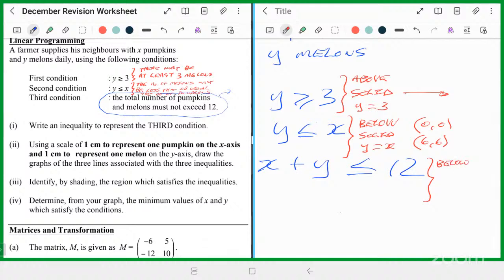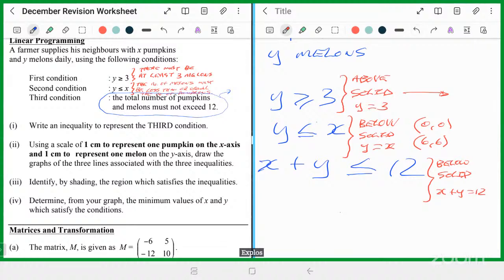The line again is drawn solid. This one is going to be drawn solid because of the equal. And the line associated with this inequality is simply x plus y equals 12. And that's one of the easy lines to draw, x plus y line.